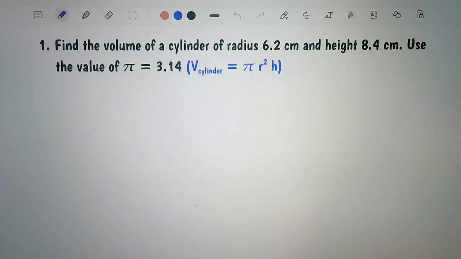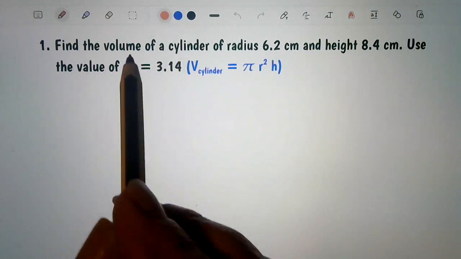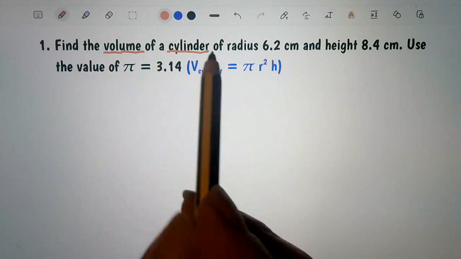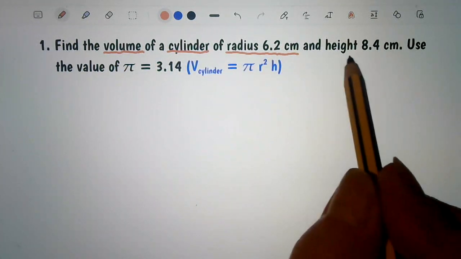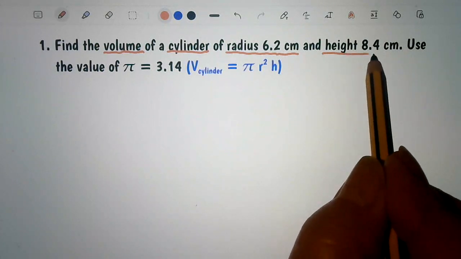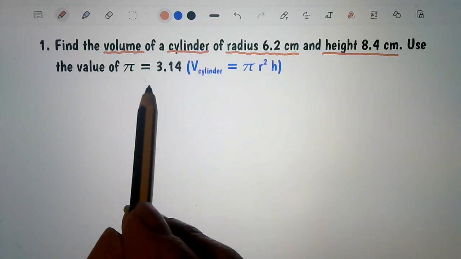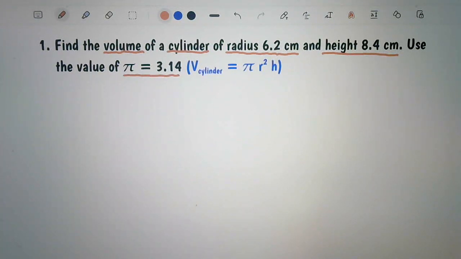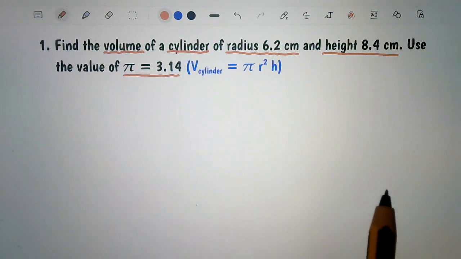Okay, so here's the first one we're going to look at. It says find the volume of a cylinder of radius 6.2 centimetre and height 8.4 centimetre. Use the value of pi equals 3.14. Okay, and it actually gives me the formula here.